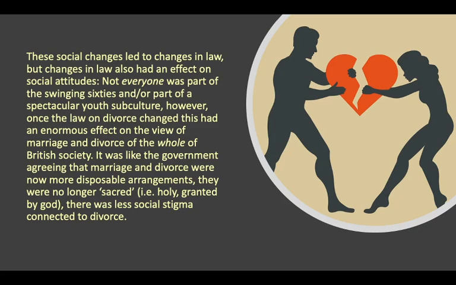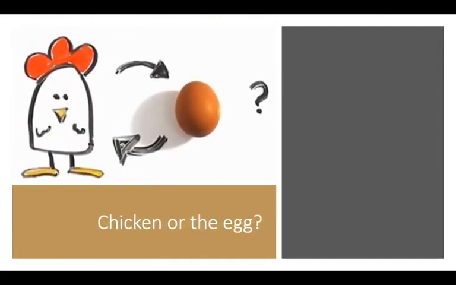It was like the government agreeing that marriage and divorce were now more disposable arrangements and they were no longer sacred. Then there's less social stigma connected to divorce. So this kind of brings us to, and this is why I said, a chicken or egg problem. So, chicken or the egg.